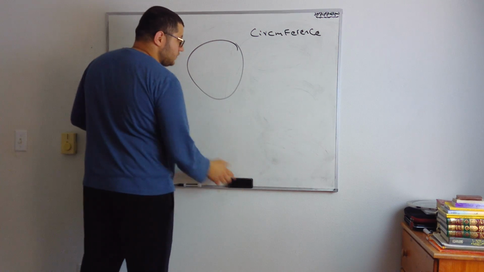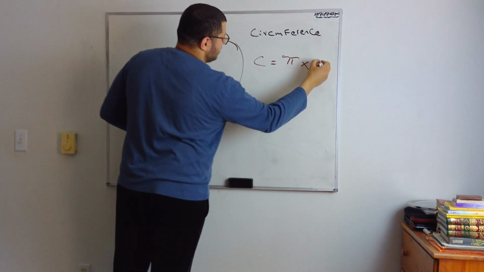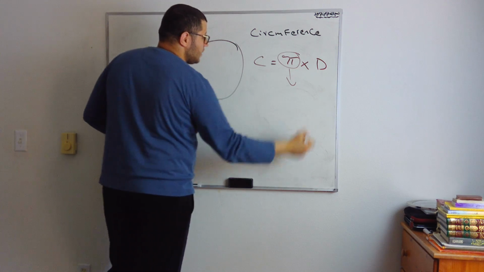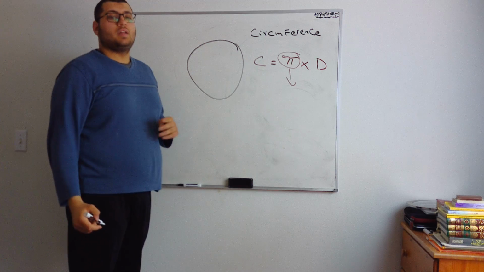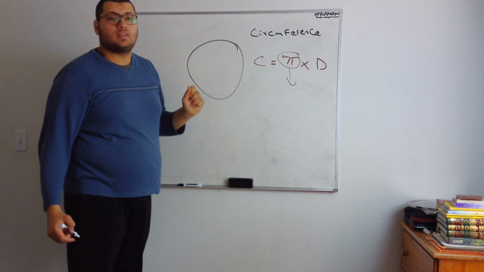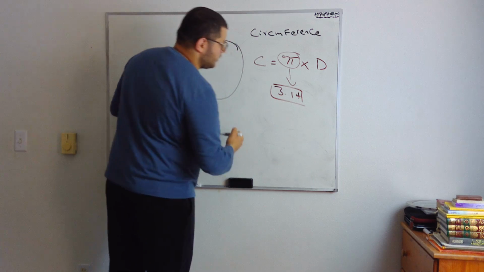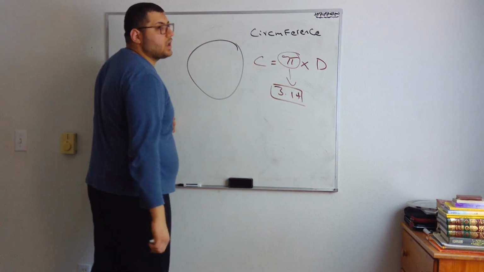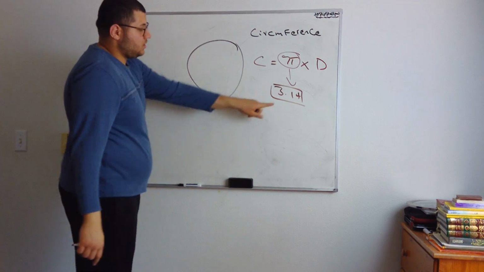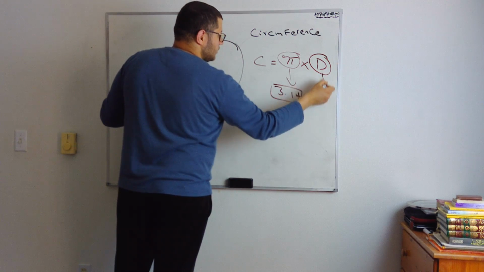Now, how do we find the circumference? Circumference, C, equals pi times the diameter. Mathematicians have defined pi as the circumference divided by the diameter. It's a Greek symbol that stands for a decimal number, 3.14. So 3.14 is called pi. It's the Greek letter that symbolizes that number. Now the diameter, D, stands for diameter.